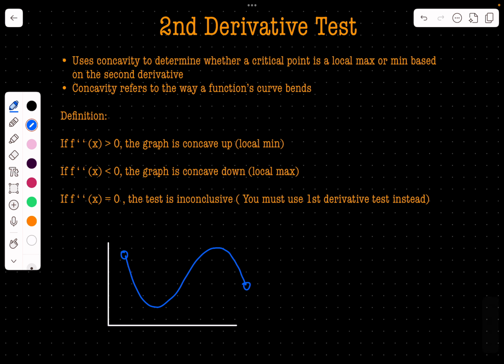Therefore, the definition of our second derivative test: if f double prime of x is greater than 0, then the graph is concave up and you have a local min. If f double prime of x is less than 0, then the graph is concave down and you have a local max. If f double prime of x equals 0, the test is inconclusive and you must use a first derivative test instead.